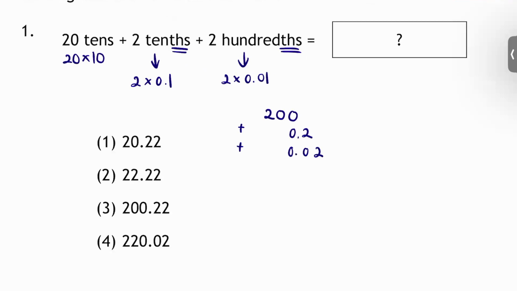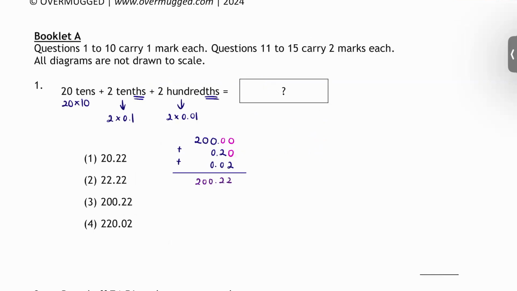When you add these together, this is on decimals and place value. You can add extra zeros to help you to see how we can add. So your final answer will be 200.22. Okay, option number 3.